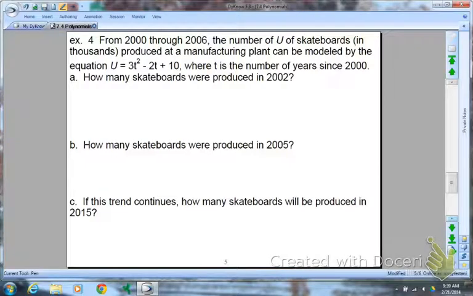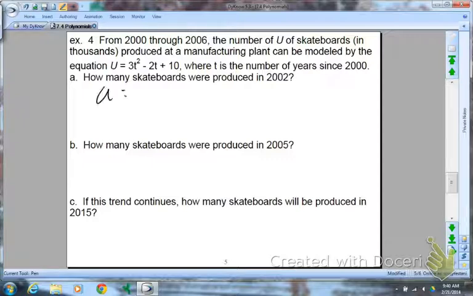From 2000 through 2006, the number U of skateboards in thousands produced at a manufacturing plant can be modeled by the equation U equals 3t squared minus 2t plus 10, where t is the number of years since 2000. How many skateboards were produced in 2002? So 2000 is where we start. So in 2002, how many years is that? 2. So what are we going to do to find out how many skateboards were produced? Plug 2 in for t.